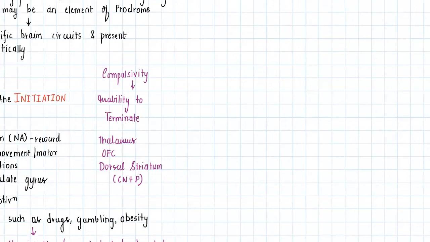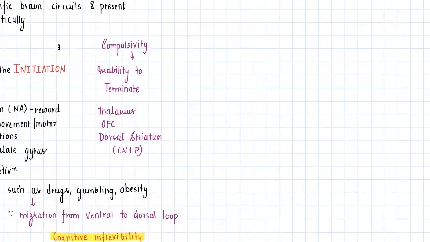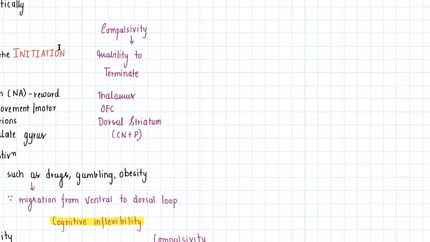These are linked to specific brain circuits, and these are present transdiagnostically. So on whatever spectrum of the diagnosis that person is, they are present throughout.